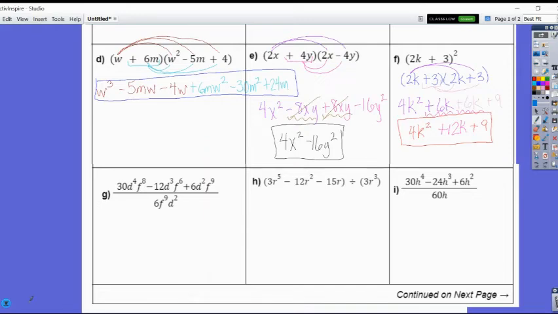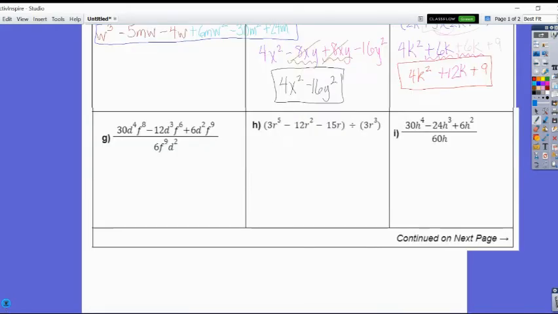So down here at the bottom, this last row wants us to look at our division rules a little bit. So we're going to have to divide each term. Okay, so I'm going to start out with 30 divided by 6, coefficients first. 30 divided by 6 puts us at 5.